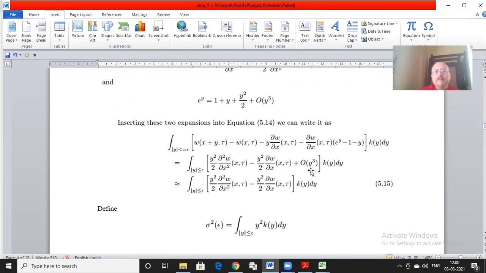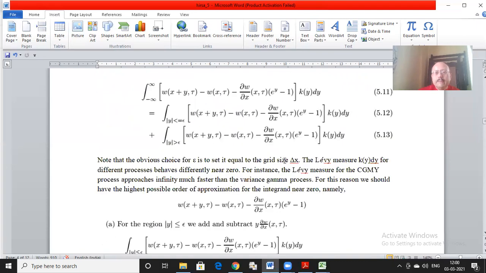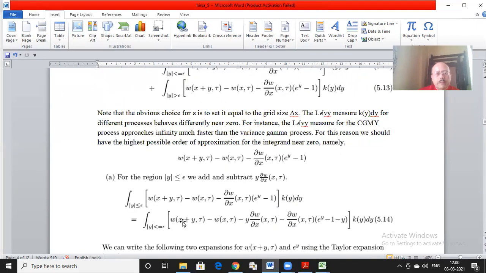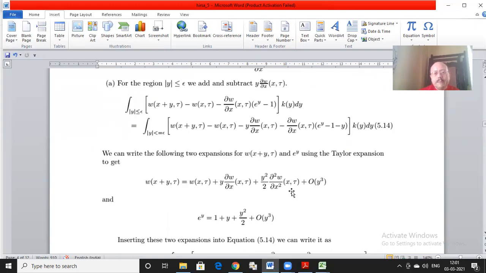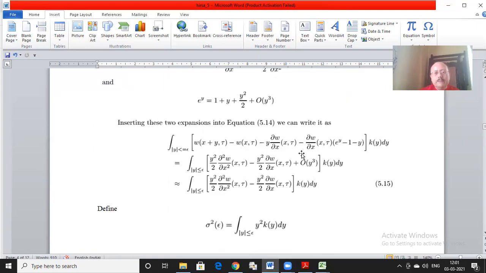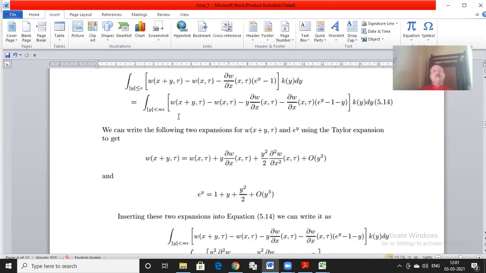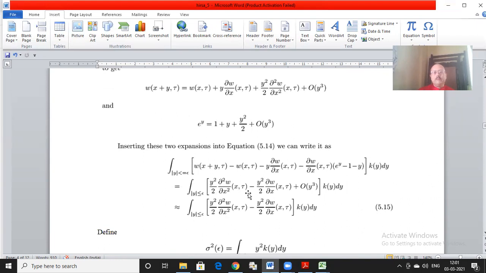So my original integrand for the interval around 0 was rewritten by introducing this term in between. We introduced it to facilitate the Taylor series expansion. We do the second order Taylor series expansion, adjusting for this. Then adding, subtracting, what we are left with are these two terms along with the order of error. Okay, so far?